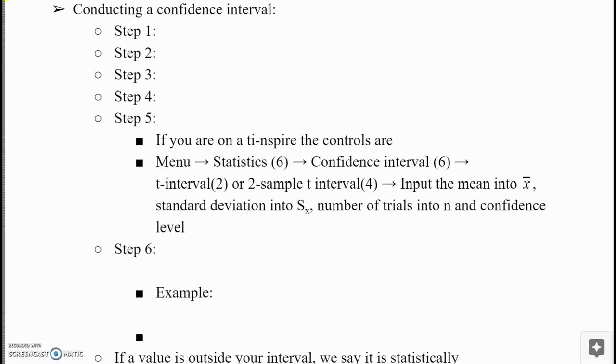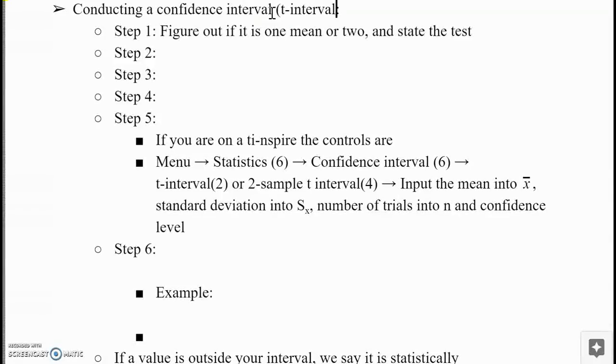A confidence interval, as I've repeated myself multiple times, is very similar to proportions. First, you need to figure out what test it is. Figure out if it is one mean or two and state the test. It's important to know what you're using. So if they gave you one mean, you'd say I'm conducting a one mean confidence interval, or it's also considered to be a one mean t interval. Conducting confidence interval, so brackets, and two mean t interval, etc.